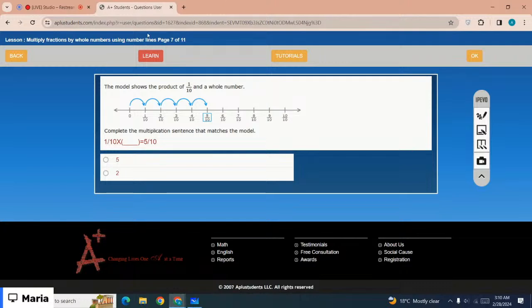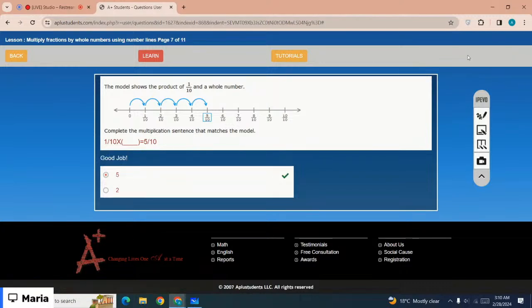You can count how many times you move forward. 1, 2, 3, 4, 5. That means you multiplied by 5. The whole number is 5, right? The correct option is 5.